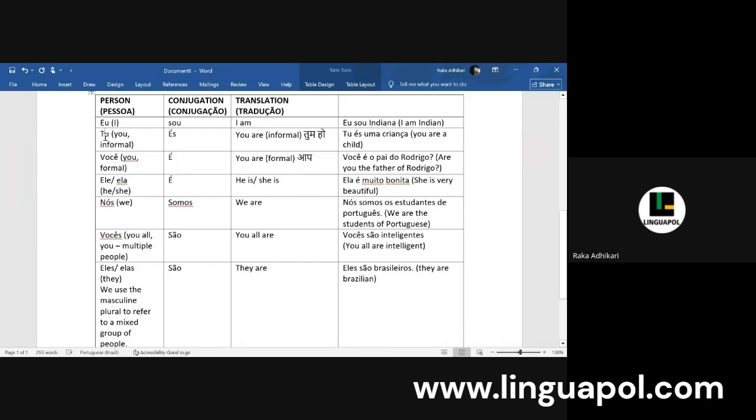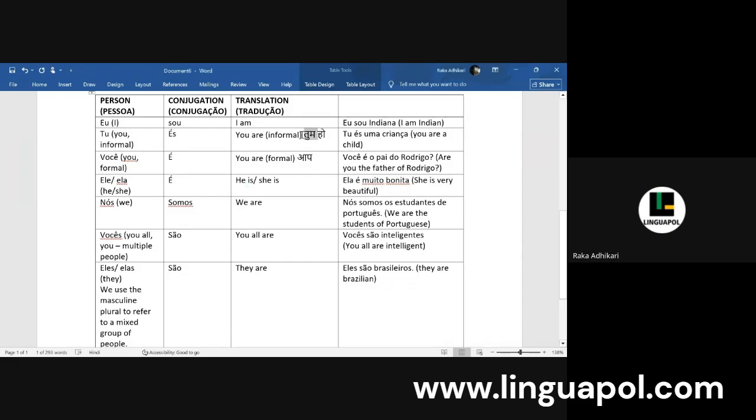Next we have tu, which is second person. Tu का मतलब होता है तुम. Tu is you but informal. तो tu का मतलब होता है तुम. Tu के साथ conjugation होता है es. Tu es.